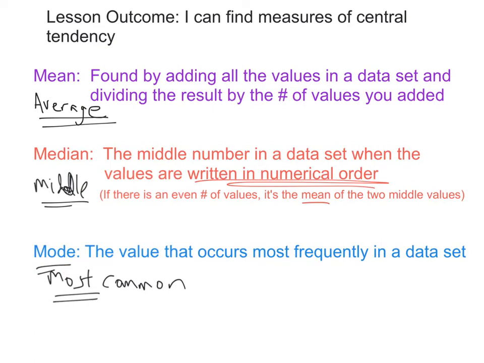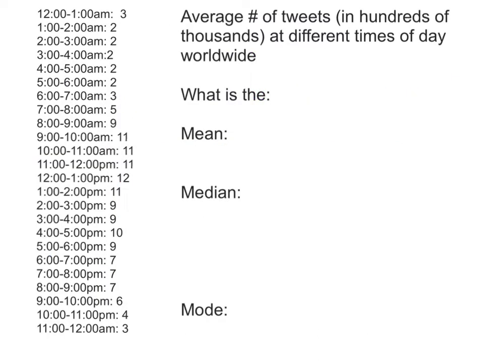Let's try an example with these three measures of central tendency. Okay, so for this data set, don't feel like you need to write all of this down. What we have here is the average number of tweets in hundreds of thousands at different times of the day worldwide. So let me explain a little bit further if you're not sure. From midnight to 1 a.m., 300,000 tweets are made worldwide in that hour. 300,000 tweets. From 1 to 2 a.m., 200,000 tweets.